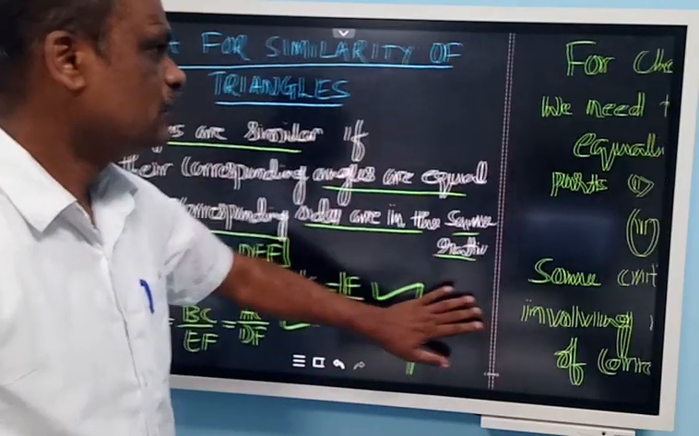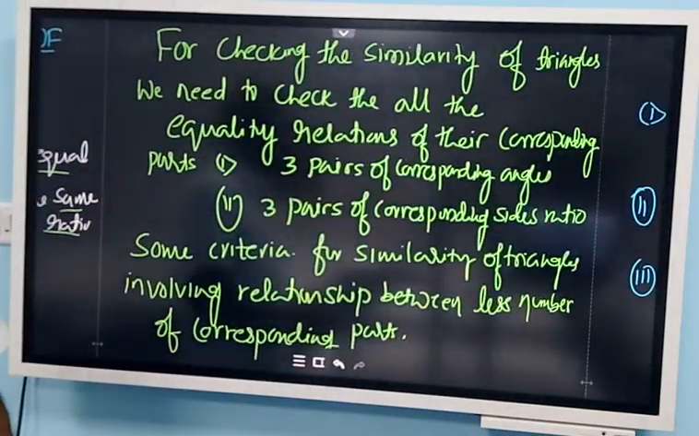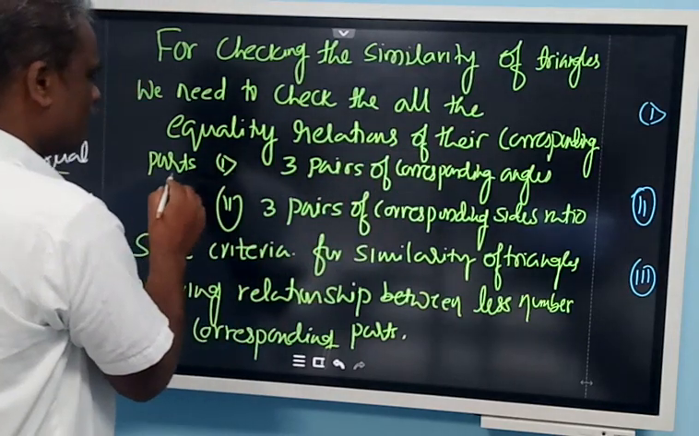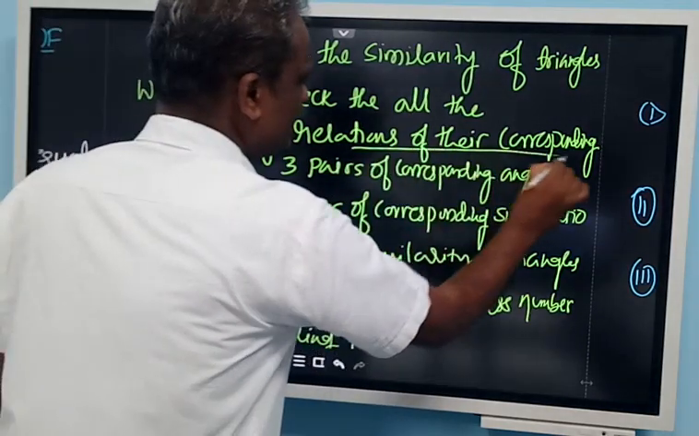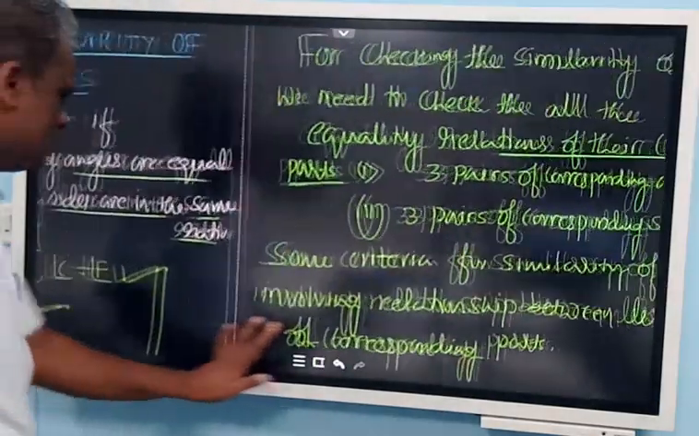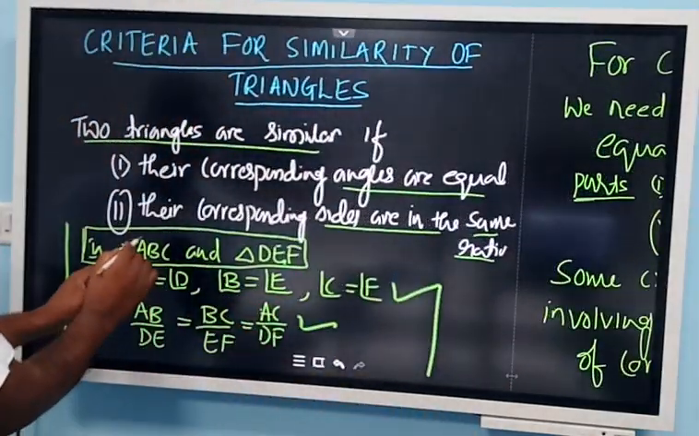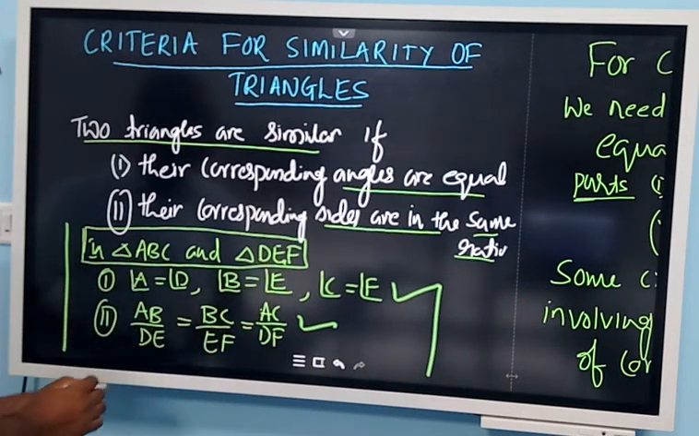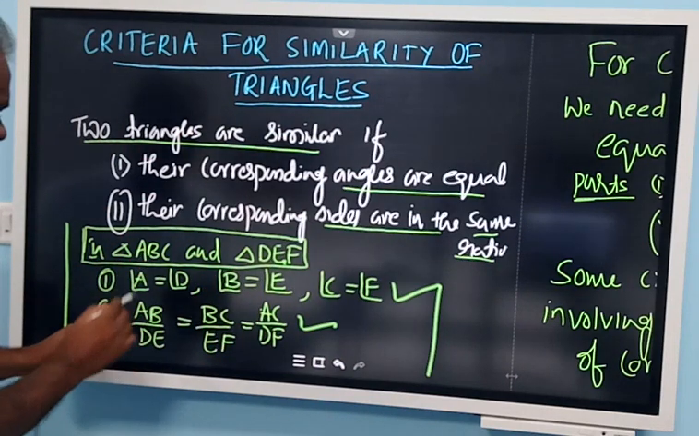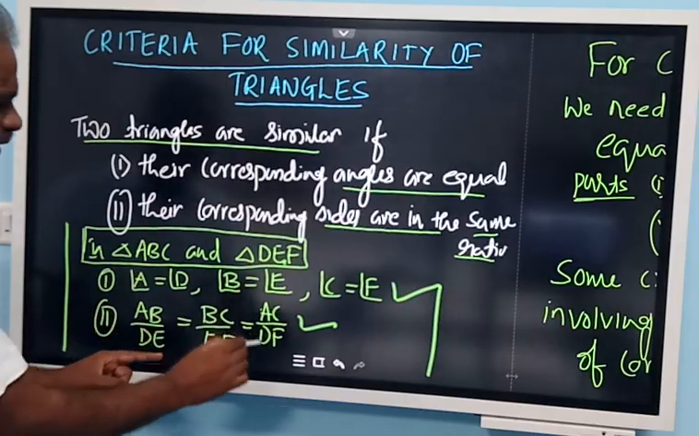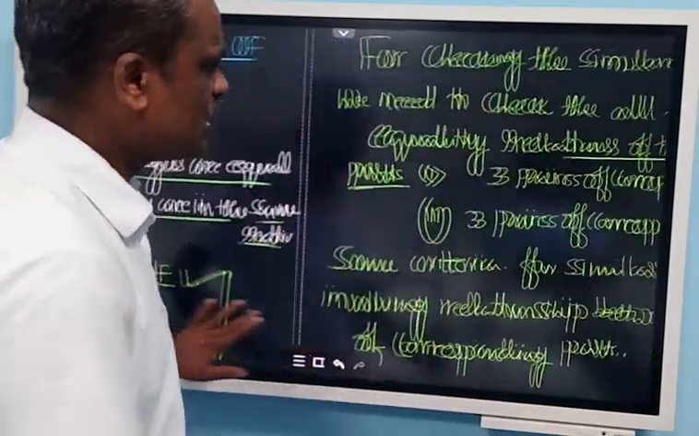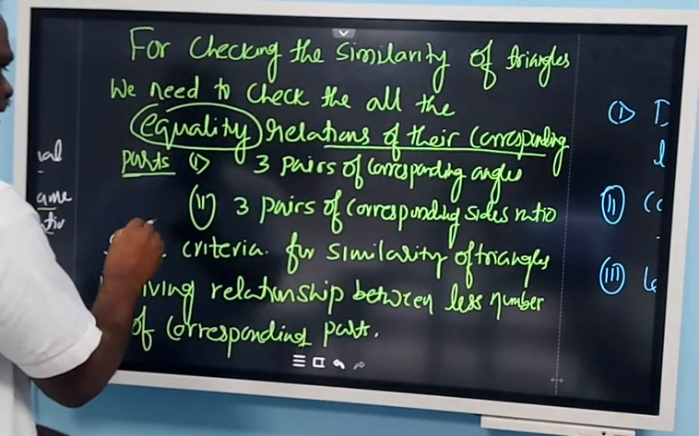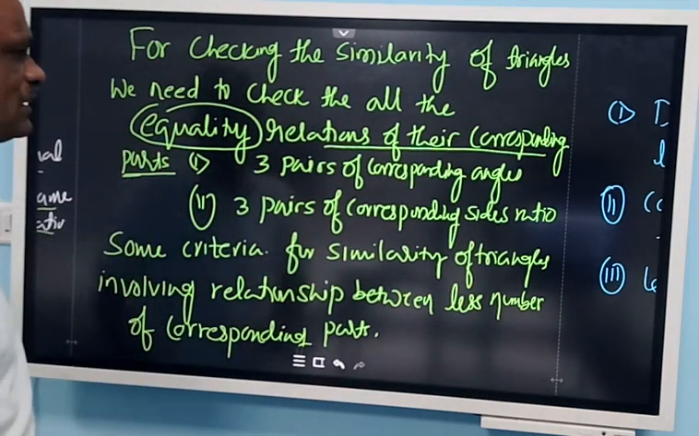So now, as you know, for checking the similarity of triangles, we need to check the equality relations of their corresponding parts. What are the corresponding parts? For A it is D, for B it is E, for C it is F. Three angles. Corresponding sides AB and DE, BC and EF, AC and DF. They are called corresponding parts. We need to check the equality relations of their corresponding parts.